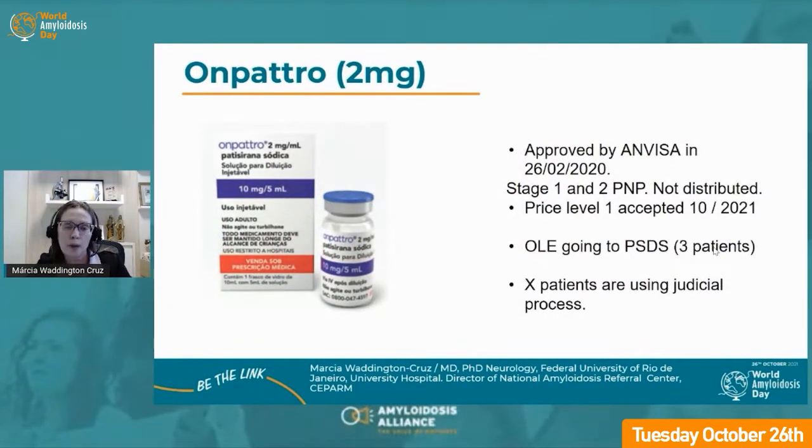As for Onpattro, patisiran, it was approved by Anvisa in February 2020 for both stage 1 and stage 2 polyneuropathy, but it's not distributed. It's the same situation as for Tegsedi. So they got price level 1, and now they will discuss the incorporation into our guidelines and then distribution all over the country. From the open label study, I still have patients that are going to the post-access, but only 3 patients, and other patients are using Onpattro by judicial process. I guess not too much.